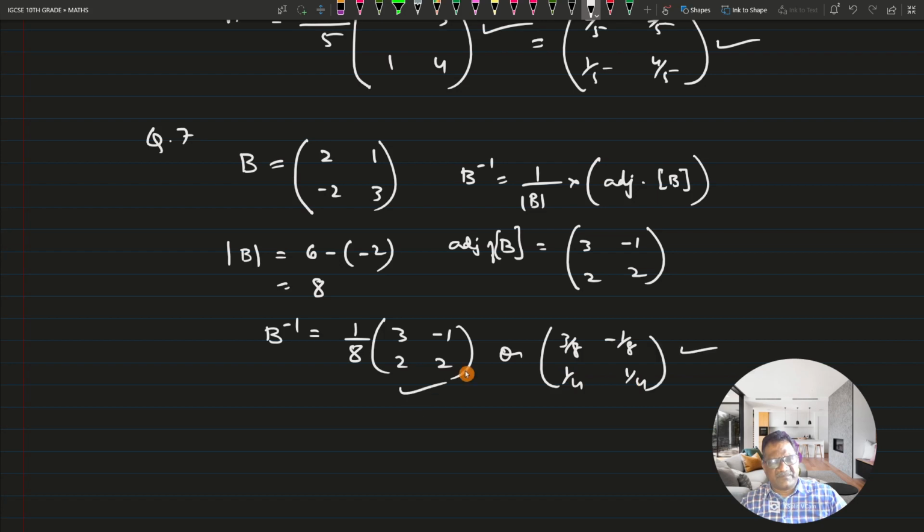Let me check the answer behind. At the back of the answer book, the answer given is 1 upon 8 times [3, -1; 2, 2]. So that's correct. Question number 8.